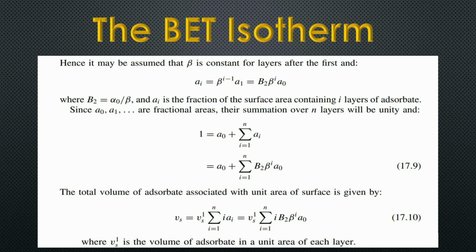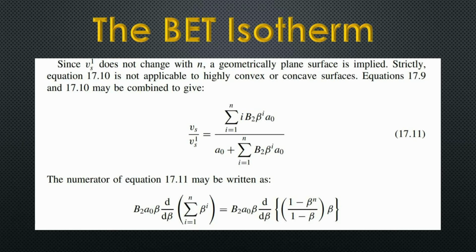Since A0, A1 are fractional areas, their summation over n layers will be unity, and this will be equation 17.9. The total volume of adsorbate associated with unit area of surface is given by equation 17.10, where V_s^1 is the volume of adsorbate in a unit area of each layer. Since V_s^1 does not change with n, a geometrically plane surface is assumed. Strictly, equation 17.10 is not applicable to highly convex or concave surfaces.